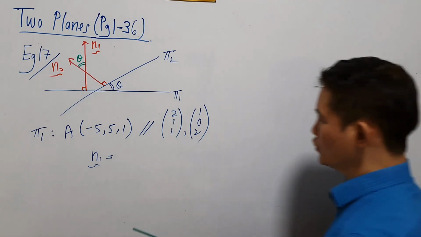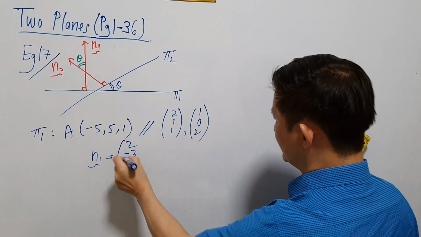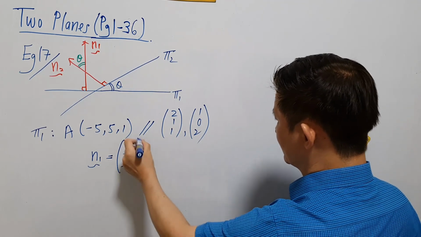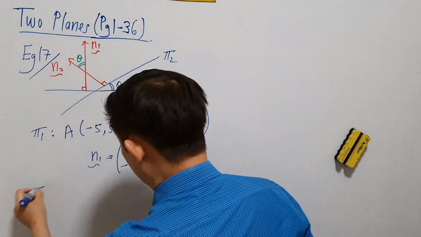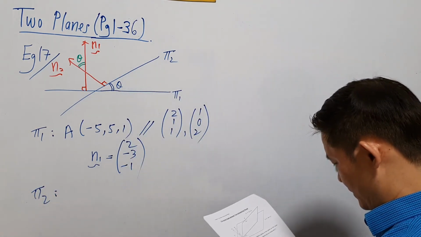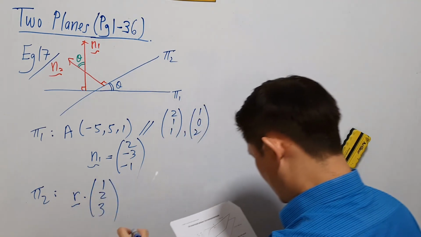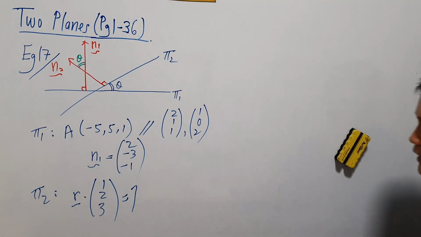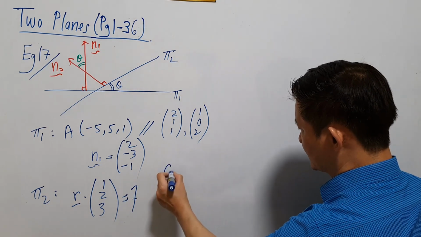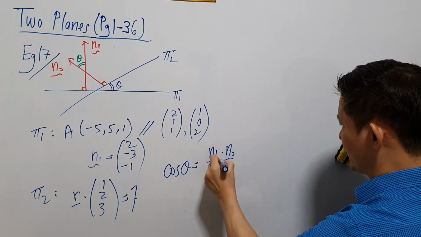Cover, you get 2. Cover, you get minus 3. And cover, you get minus 1. So this is the vector that is perpendicular to the plane pi 1. Then there's also the plane pi 2 given in the question. The plane pi 2 has equation r dot (1, 2, 3) equals 7. Right? And now to find the angle between the two planes, as I told you, it's just cosine theta equals n1 dot n2, just the way we find the angle between two vectors.